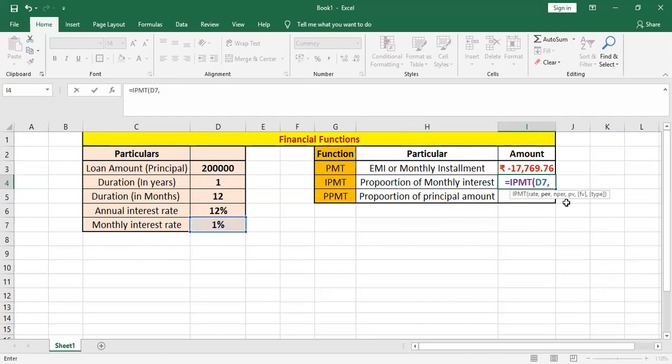There is this period, PER, right? So period, for which month do we want this? Let's put it as first month. We can change it afterwards. Okay, for the first month, how much interest will I be paying, that I will get from this.